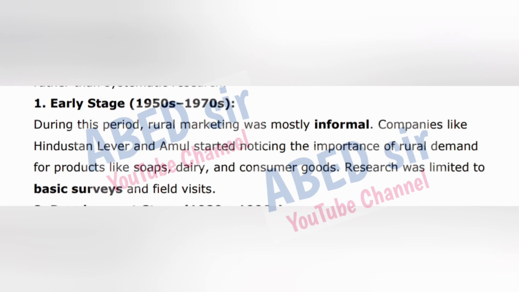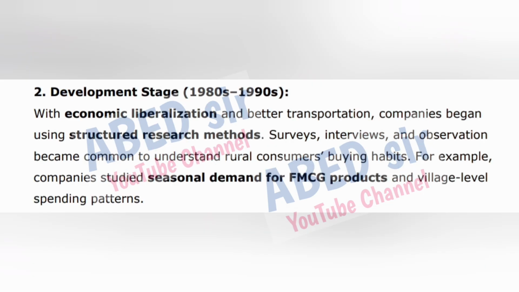Companies like Hindustan Lever and Amul started noticing the importance of rural demand for products like soaps, dairy, and consumer goods. Research was limited to basic surveys and field visits. 2. Development stage, 1980s, 1990s. With economic liberalization and better transportation, companies began using structured research methods. Surveys, interviews, and observation became common to understand rural consumers' buying habits.